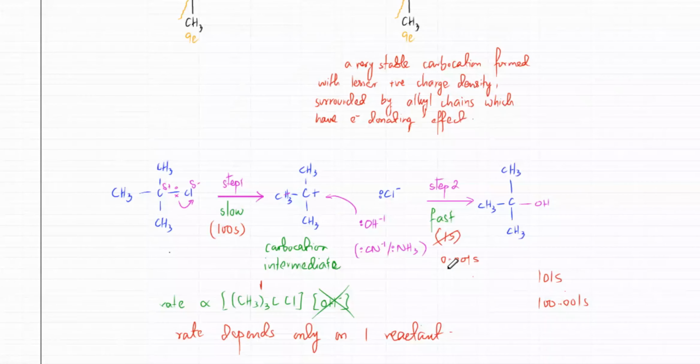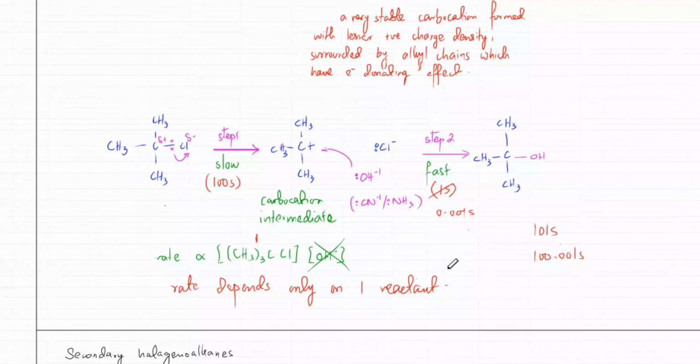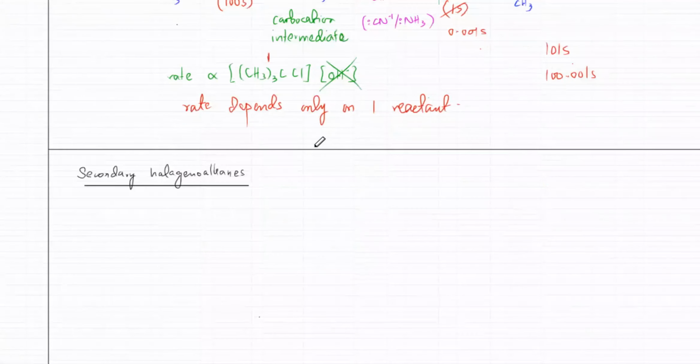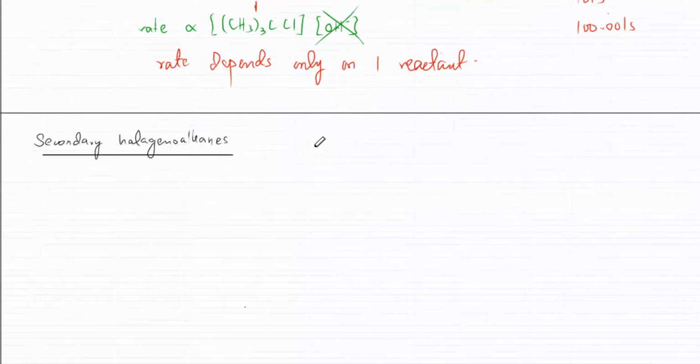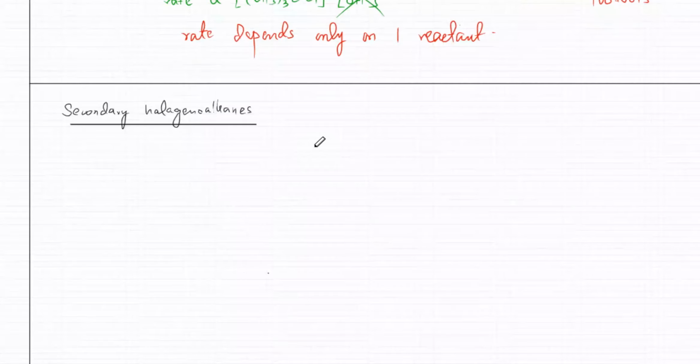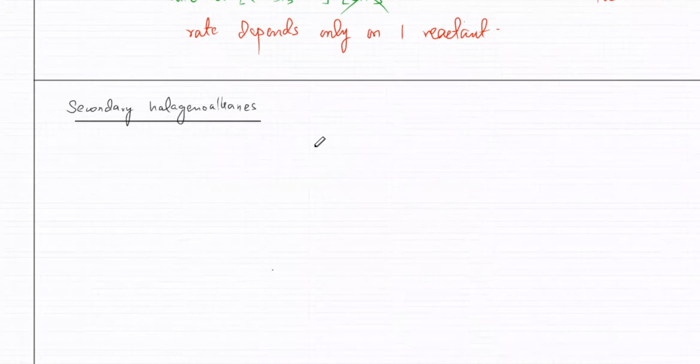So in this case, the nucleophile comes in the second step. The Cl -1 leaves first, and a carbocation is formed, which is very stable. And then the OH -1 comes in, and that's how the reaction mechanism happens. And we discussed everything about why we call it SN1 and why we call it SN2. Let's talk about secondary halogenoalkanes. Secondary halogenoalkanes are kind of something that's in between.